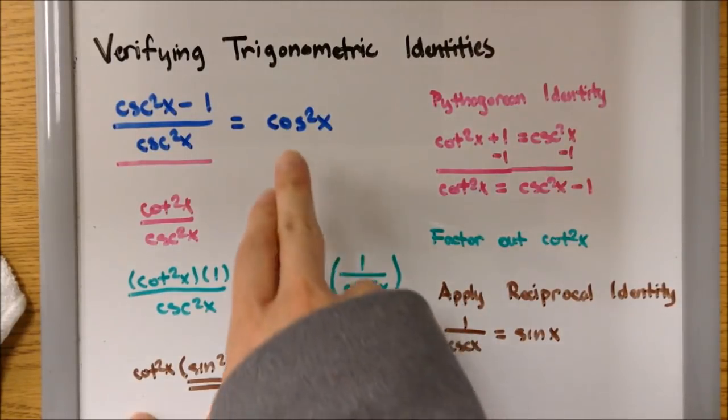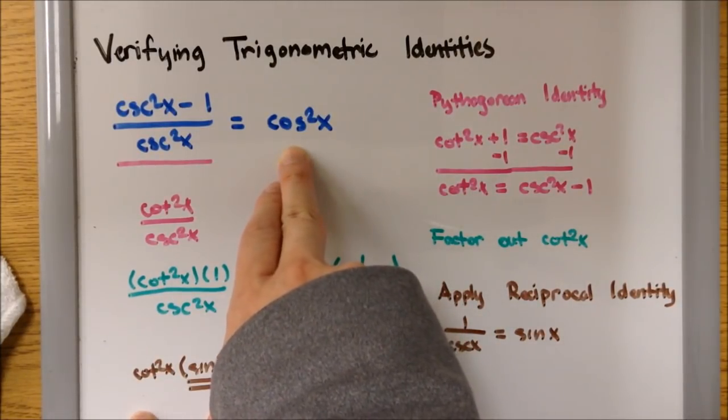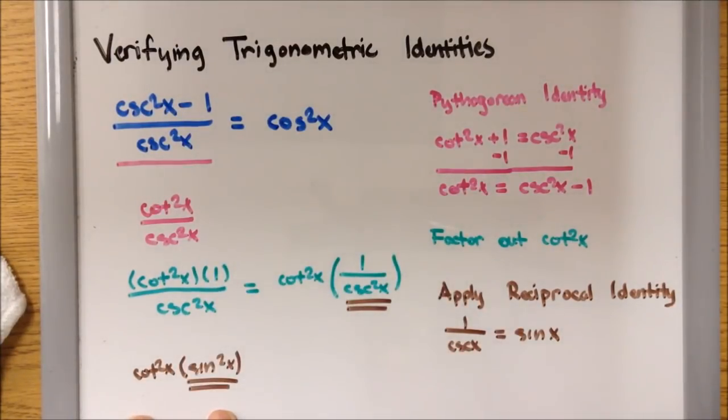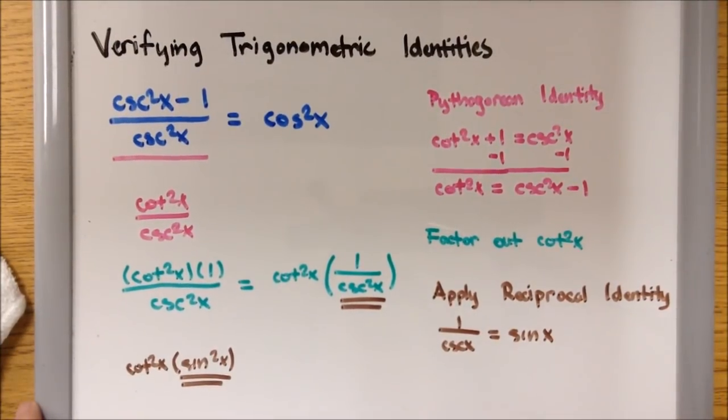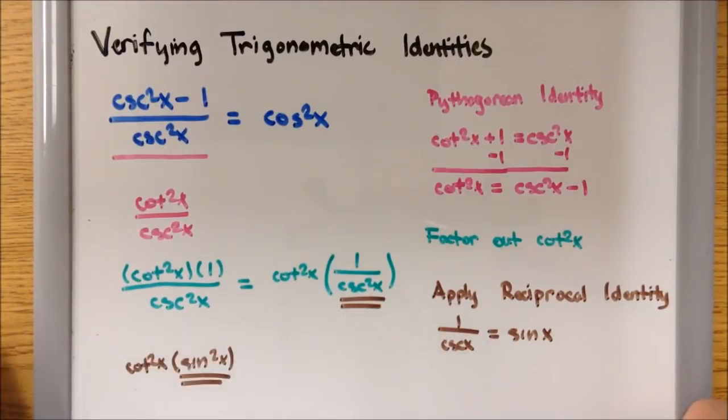Alright, we're still not the same as cosine squared x. So I'm going to make more room. I'm going to erase everything else. Then we're going to continue from cotangent squared x times sine squared x.